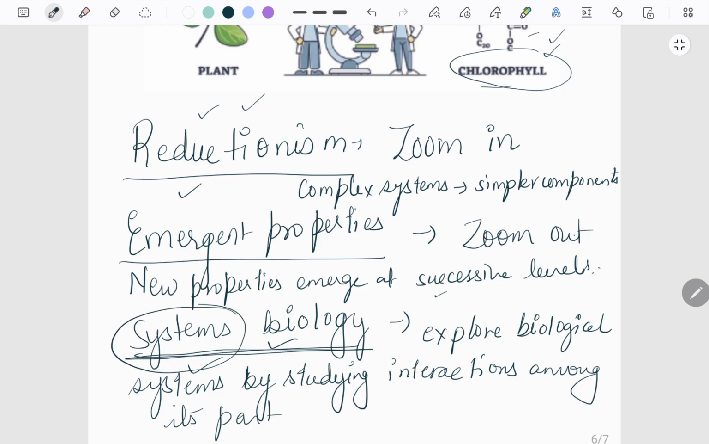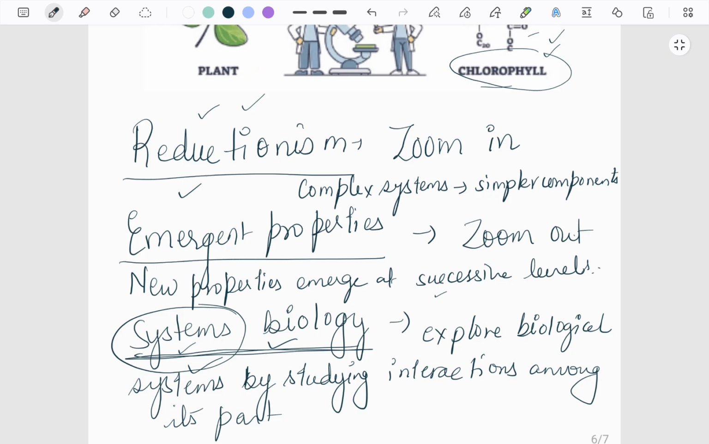It can be at the level of a single cell, for example a mesophyll cell. It can be at the level of a big organism, for example the entire plant. It can be at the level of a colony of ants. It can be at the level of a desert biome also. It can be at the level of an ecosystem. So the system you are going to study can be at any level of biological organization.